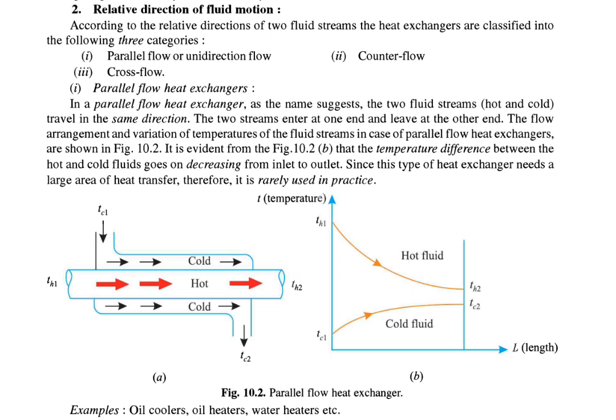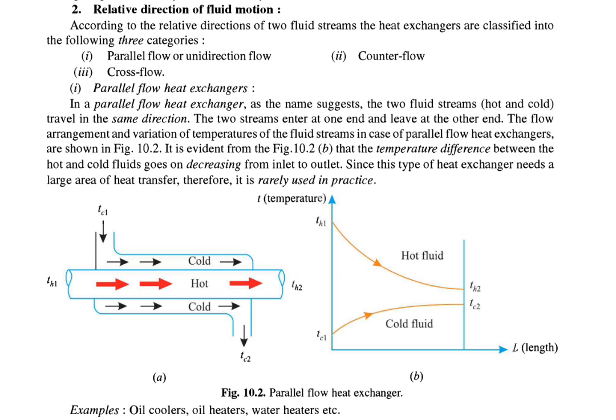Why? It's because the hot fluid temperature decreases and the cold fluid temperature increases due to heat transfer from the hot fluid to the cold fluid. Along the length of the heat exchanger, this will happen. That is what is shown in that graph. It's a plot between temperature and length.